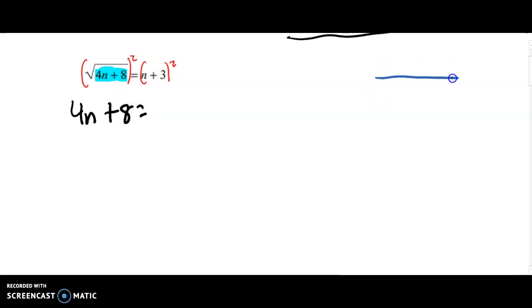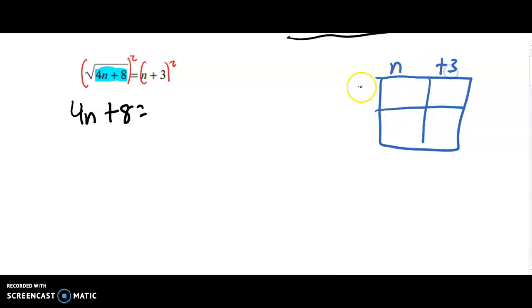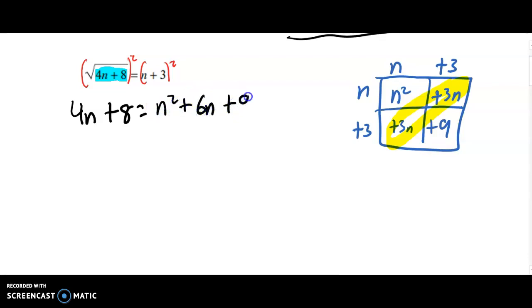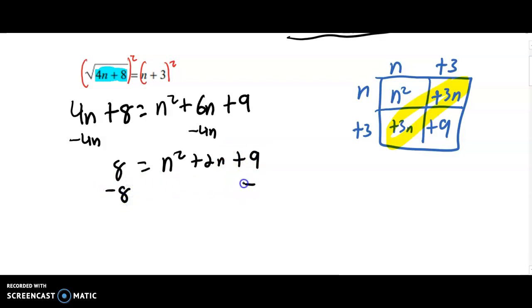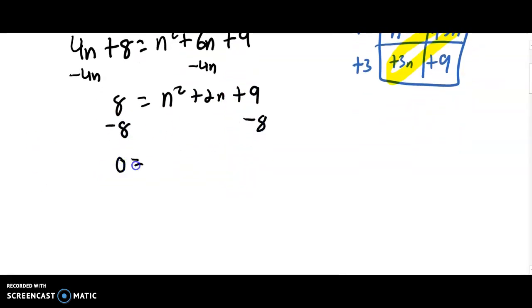On my right-hand side, I'm going to multiply these in a square. We've got n plus 3 and n plus 3 gives us n squared, 3n, 3n, and 9. These will combine to be 6n. Okay, now we want to get everything over to one side. Take away 4n from each side, plus 2n, plus 9, take away 8. We want to make sure that one side is equal to 0.